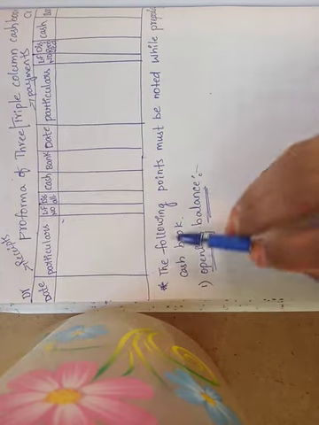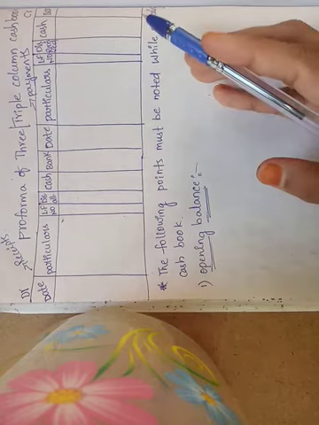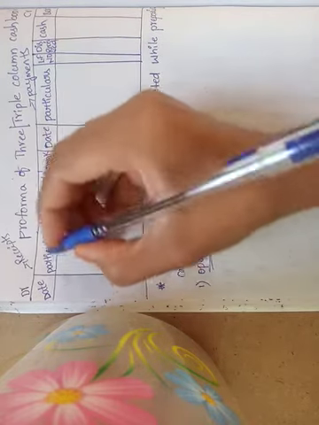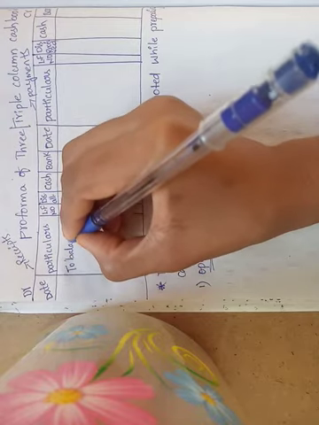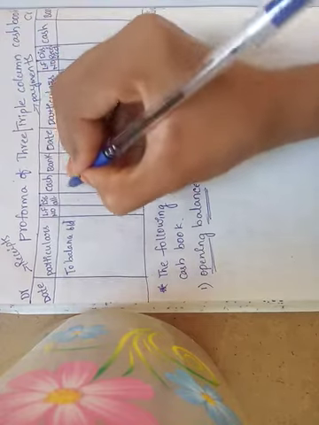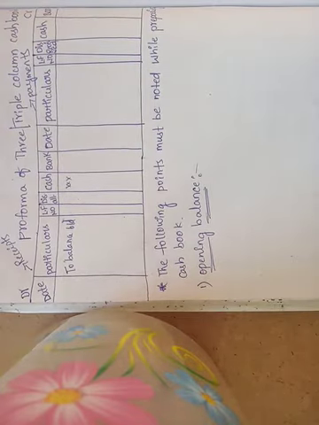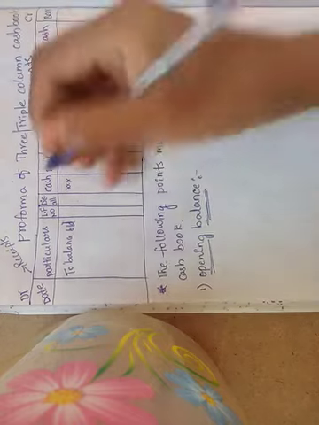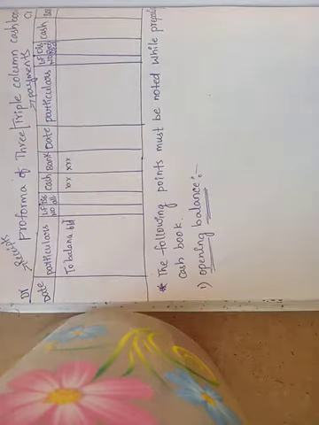So this is the opening balance. Cash in hand and cash at bank are written as to balance brought down. Cash in hand will be written under the cash column. Cash at bank, where some amount will be there at the bank, will be written under the bank column.